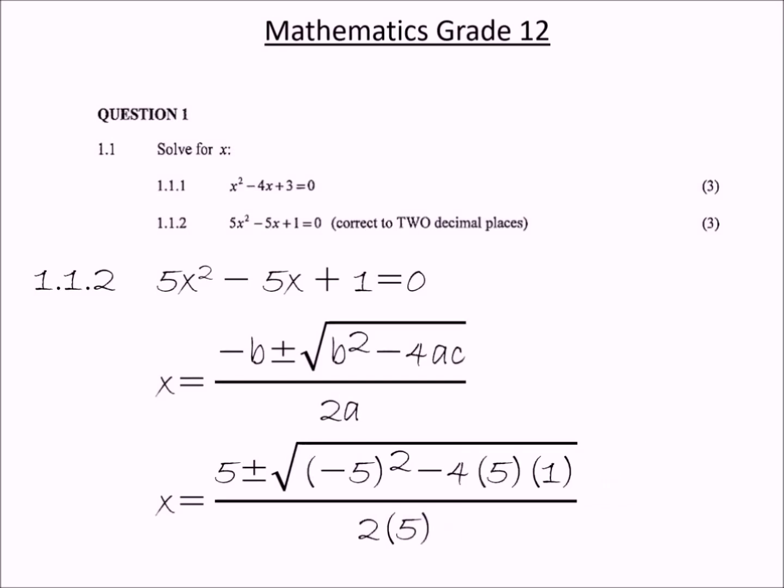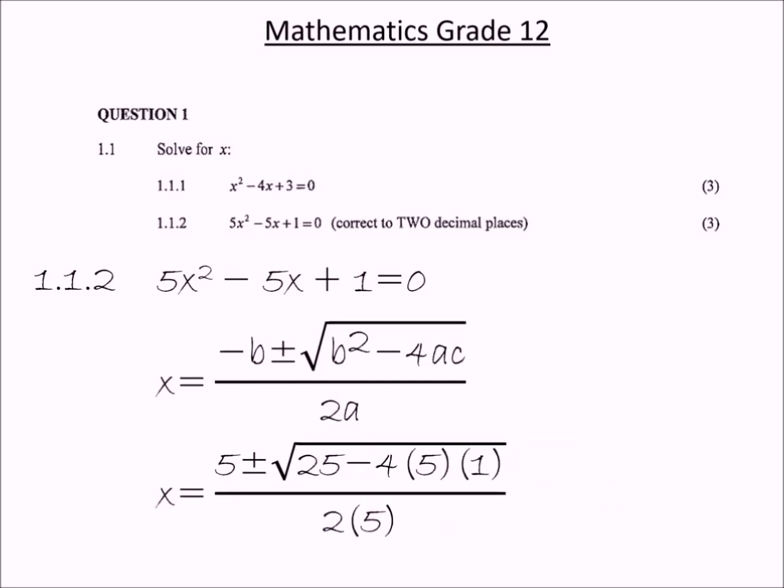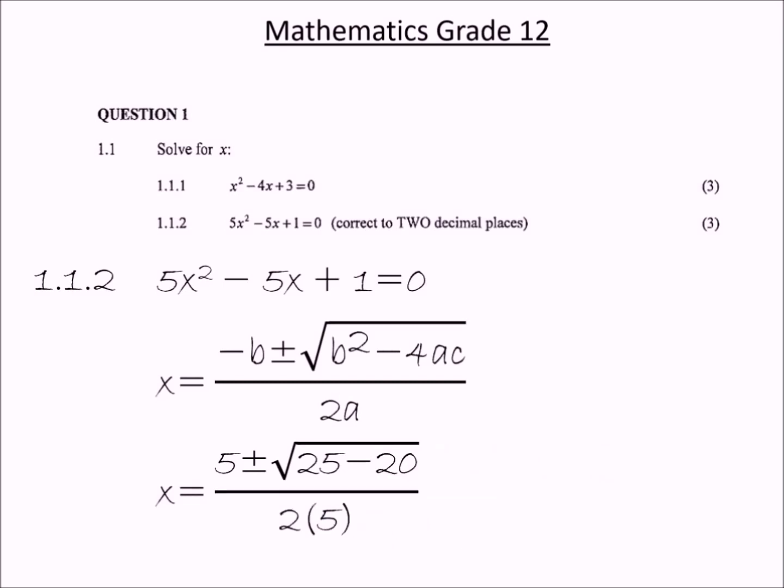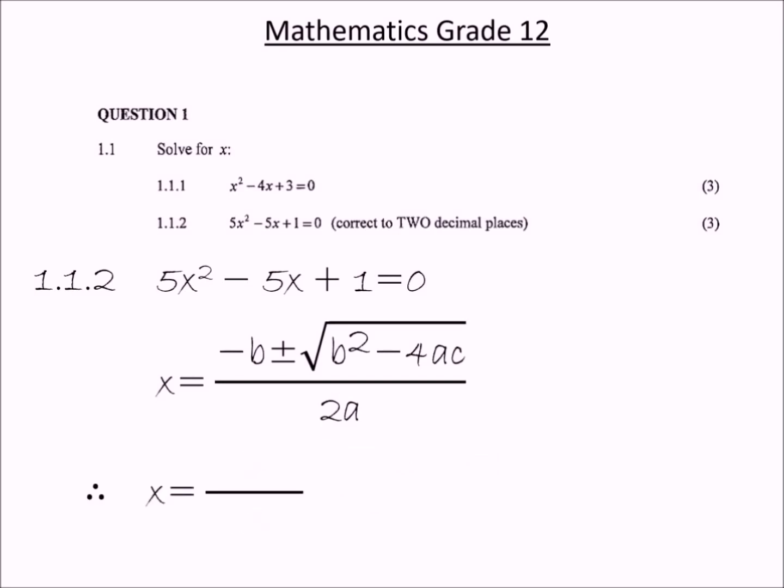Minus 5 squared will give us 25. 4 times 5 times 1 will give us 20. Then 25 minus 20 will give us 5. In the denominator, we will get 10. Therefore, x is equal to 5 minus the square root of 5 over 10, or x is equal to 5 plus the square root of 5 over 10.